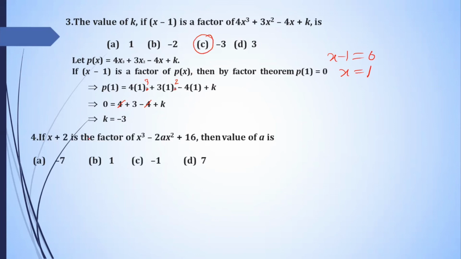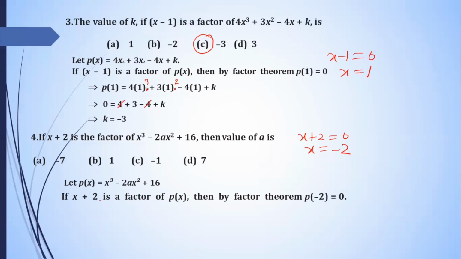One more question. If x plus 2 is a factor of x cube minus 2ax square plus 16, then the value of a is what? Now, if x plus 2 is a factor, then what is the zero of x plus 2? x plus 2 is equal to 0, so x is equal to minus 2. So we need to find p of minus 2 here. We put the value of x as minus 2. If x plus 2 is a factor of p of x, then by the factor theorem p of minus 2 should be equal to 0.